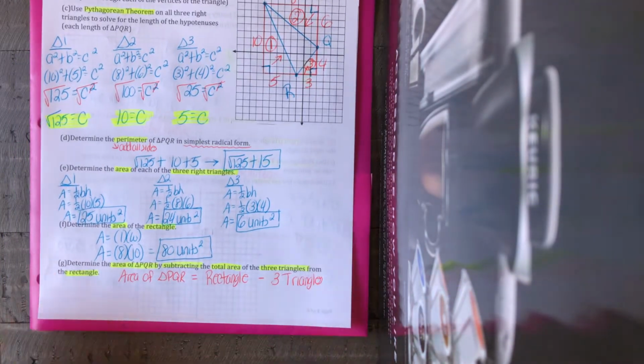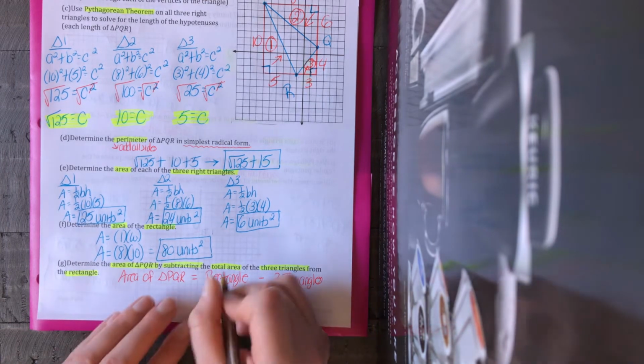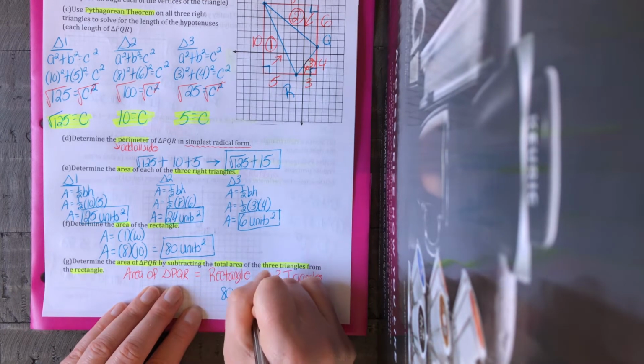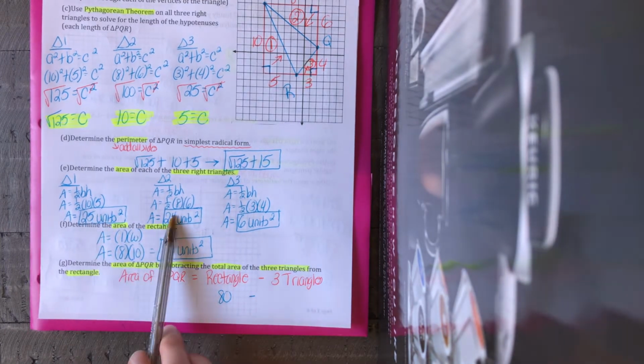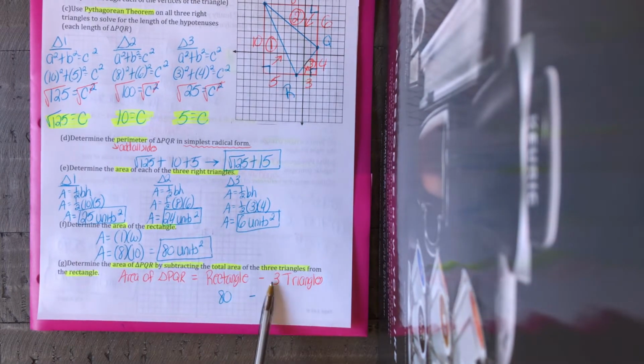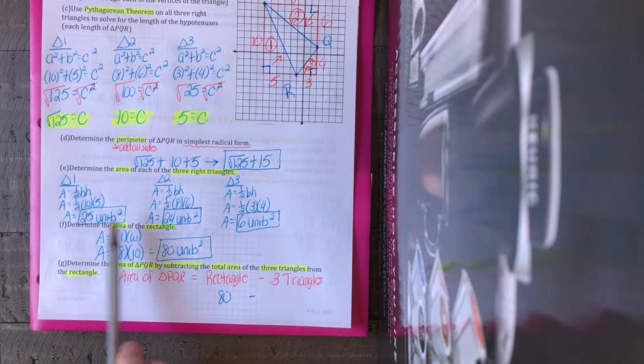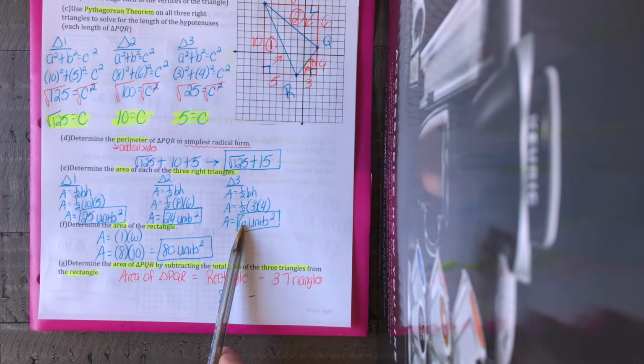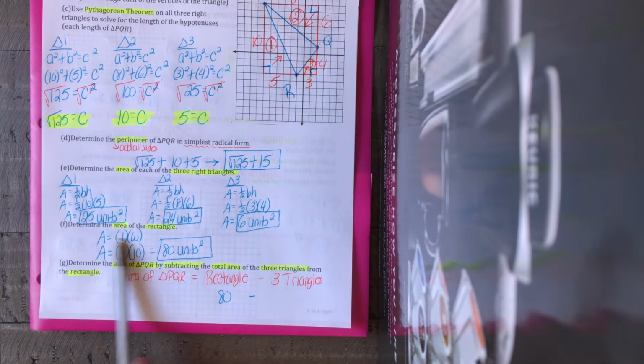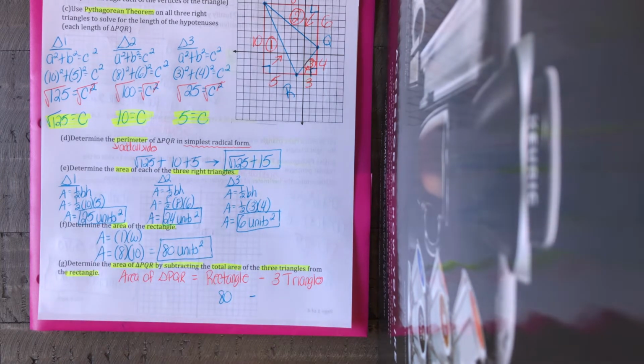So now that I have it written out in word form, I'm going to just plug in the numbers. So I know that the area of the rectangle was 80. We just found that. And I know that the area of the 3 triangles were 25, 24, and 6. All right, so I can just write them next to each other.